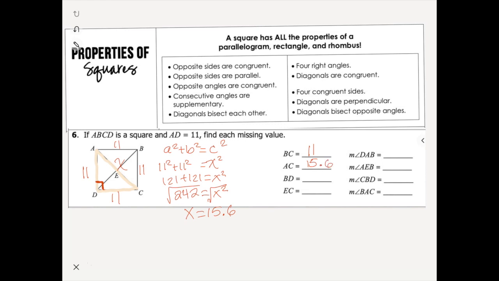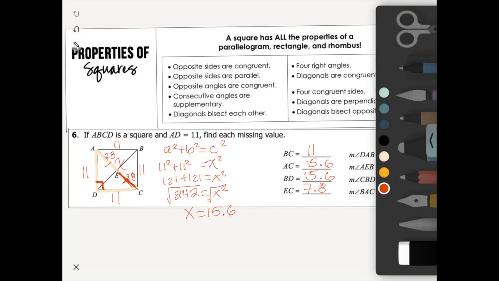They ask us for BD. That's another diagonal. Remember, diagonals are congruent. So if AC is 15.6, that means BD is also 15.6. We need to find EC. That's this little bit. If we know the whole diagonal is 15.6, we can divide that by 2 because we know these have to be congruent. So that means this is 7.6. Sorry, 7.8. And this is 7.8. So EC is 7.8. Now let's look at the angles.